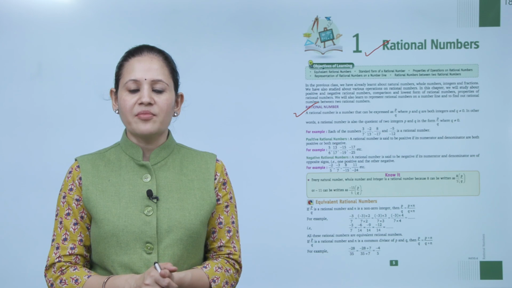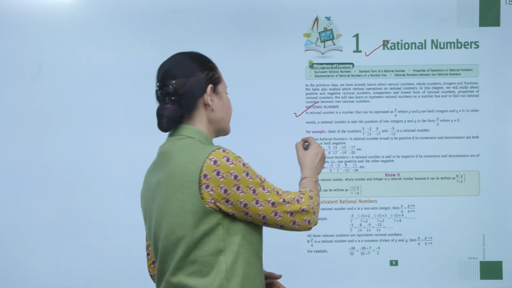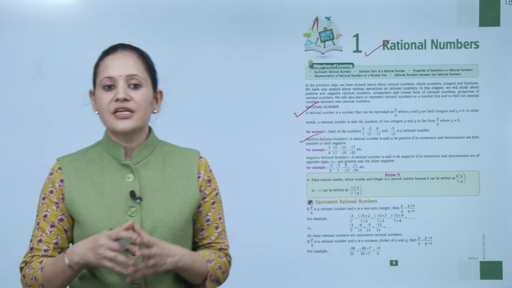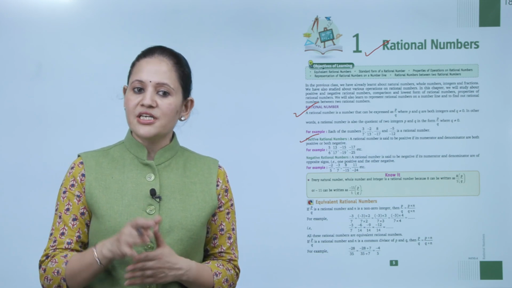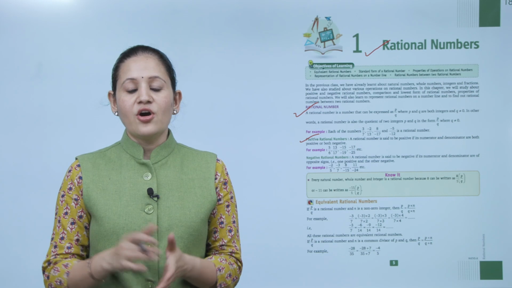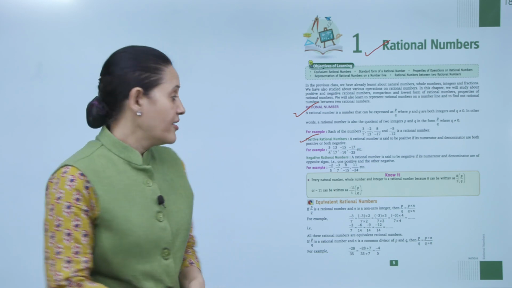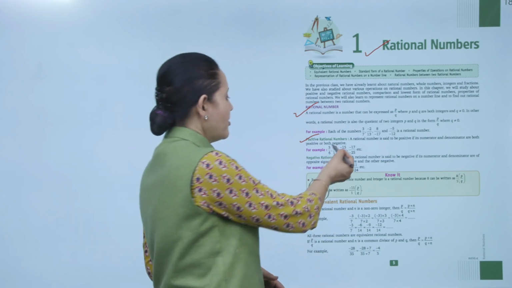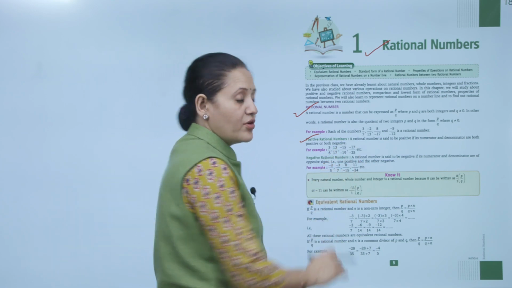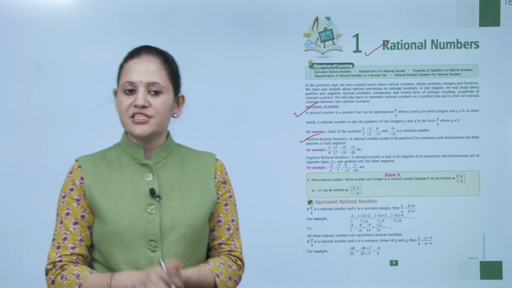Positive rational number. A rational number is said to be positive if its numerator and denominator both are positive or both are negative. For example, 5 by 6, both numerator and denominator are positive. Minus 15 upon minus 19, both are negative. So these are positive rational numbers.